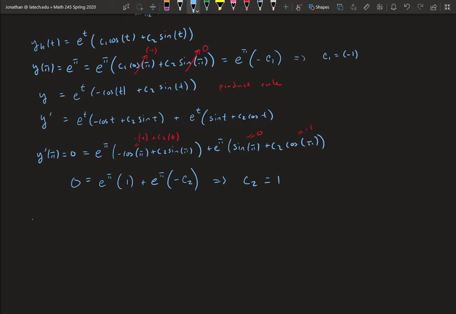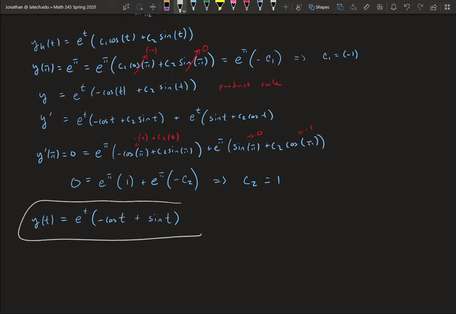So then y of t is going to be e to the t times negative cosine of t plus sine of t. That's our specific, that's our unique solution, because this is an initial value problem. That's going to be our unique solution.